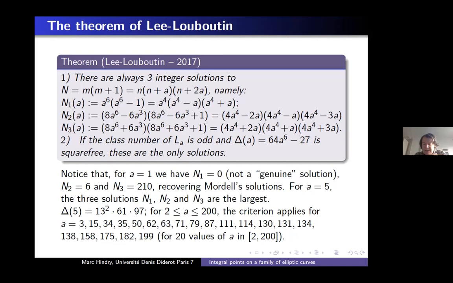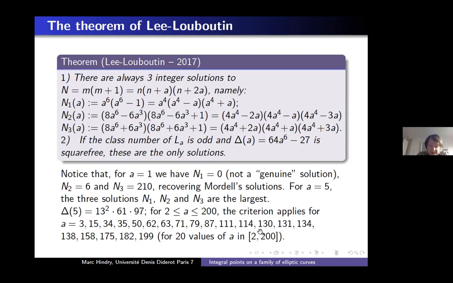And then, under the conditions, they prove that they are the only solutions. So the 2 conditions are, well, you need the class number of the field to be odd. That's a weaker condition, of course, than the previous one, which was asking that the class number should be 1. And the other condition is on the discriminant. This discriminant will be the discriminant of the elliptic curve, but here it's the main factor of the discriminant of the cubic field. It should be square free. And then they prove that there are only 3 solutions, which is quite a nice result.